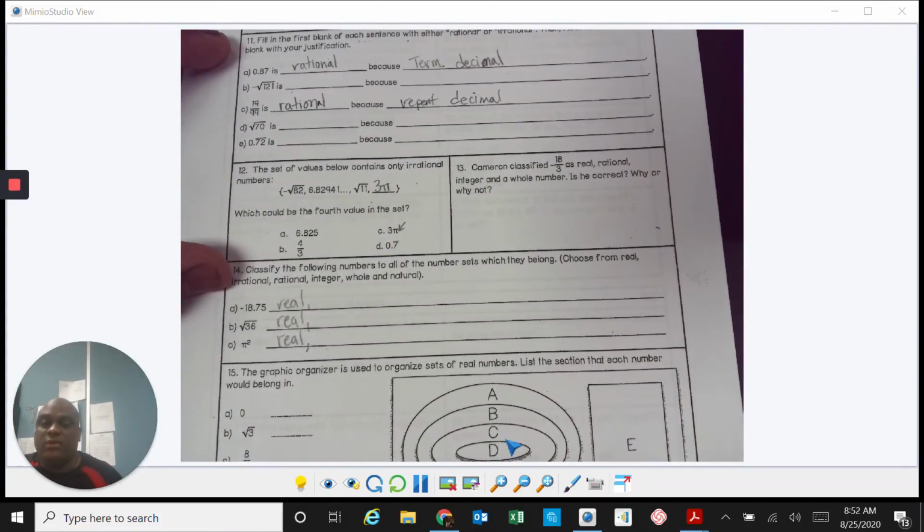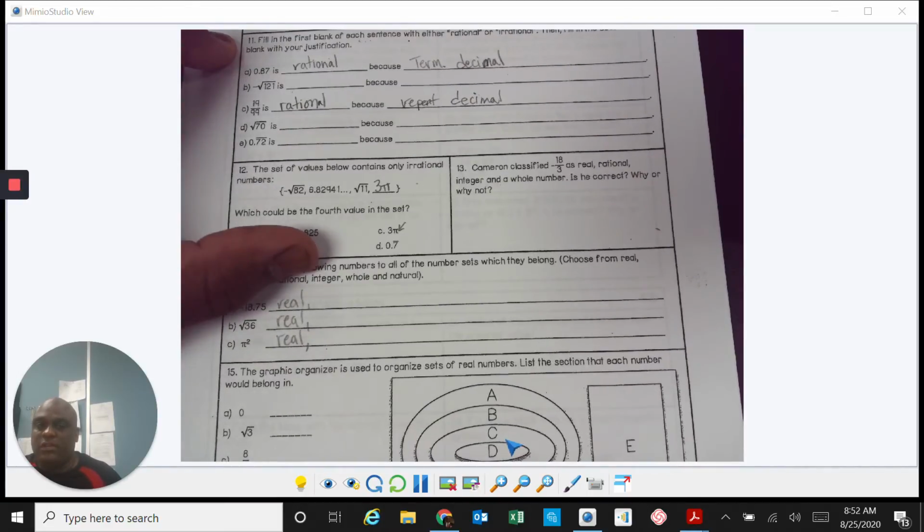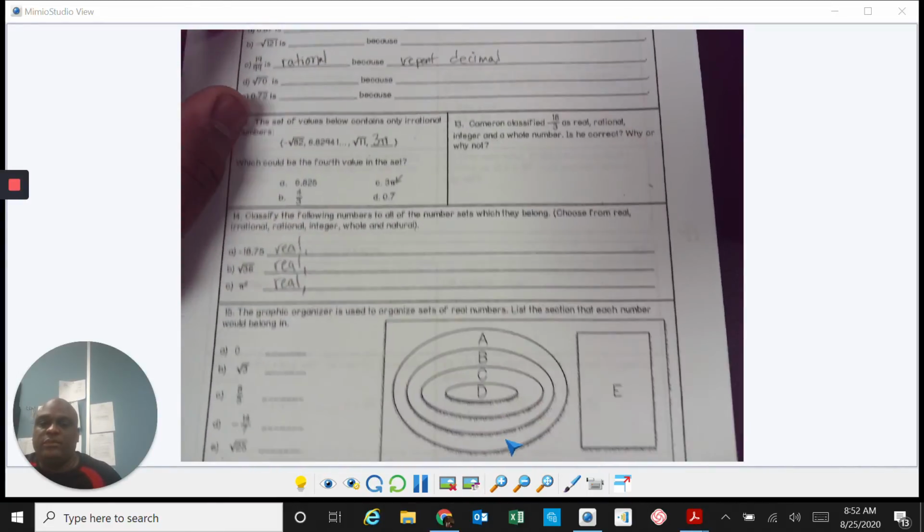It'd be rational, irrational. If it's irrational, that's it, right? If it's irrational, that'd be it. But if it's rational, right, it might fit into more subsets. So make sure you get all the way down to the lowest subset. Right? You have real, irrational, rational, integer, whole, and natural.